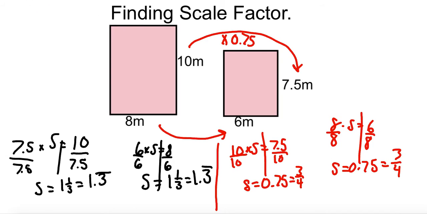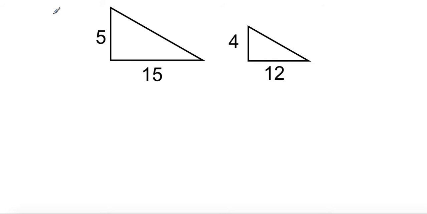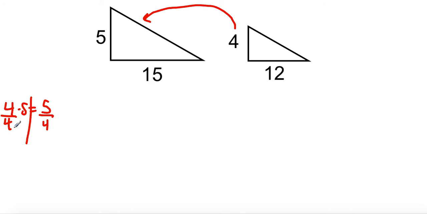Let's go through one more example. Here we have two figures that are similar. The first thing that I'll do is find my scale factor going up. So I know that 4 times a number is going to give me 5. So 4 times s is equal to 5. I'm going to solve for s by dividing both sides by 4. And s is equal to 1.25. Or if you used fractions, it would be equal to 1 1/4.